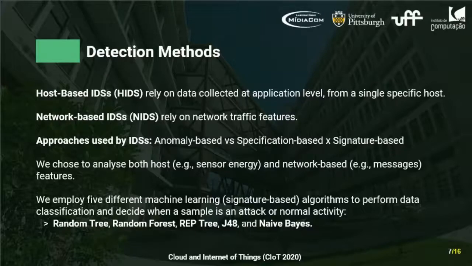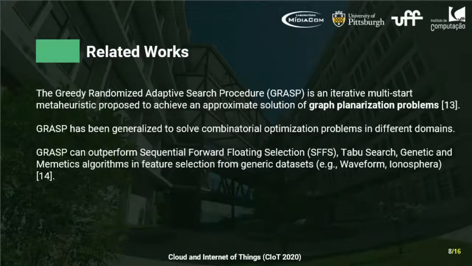And finally, we have the signature-based IDS that uses samples from both normal and attacks to build a model, and from this model perform intrusion detection. So we chose to analyze both host and network-based features, and we employ 5 different machine learning algorithms that are classified as signature-based algorithms to perform classification and decide whether a sample is an attack or normal activity.